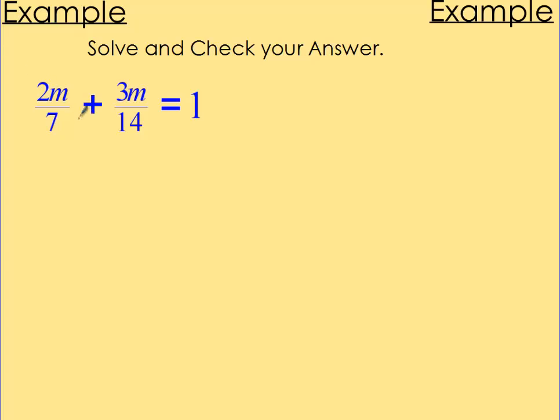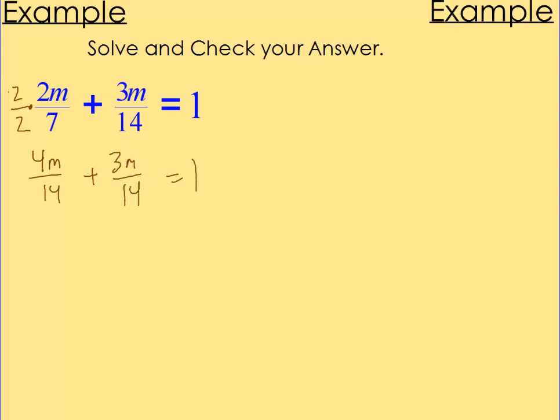Okay, this is a little different. I got fractions here. But the first thing is we want to combine like terms here. So I got a fraction of 2 7ths and 3 14ths. We'll convert them to the same denominator. To do that, 7 and 14, I just got to multiply this left one by 2 over 2. So now that fraction changes to 4m over 14 plus 3m over 14 equals 1.